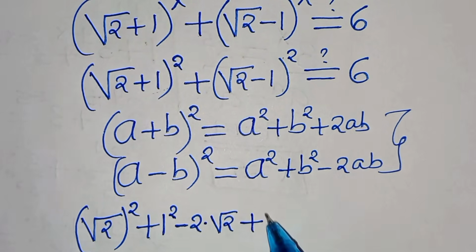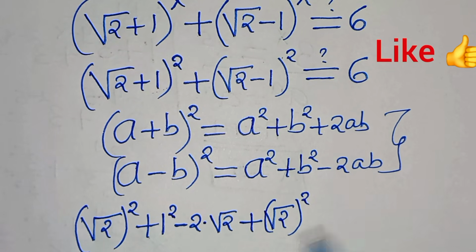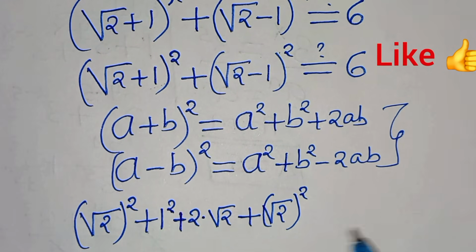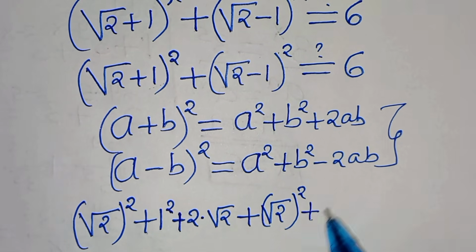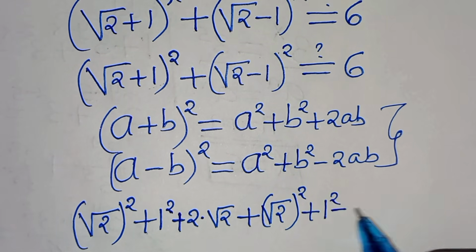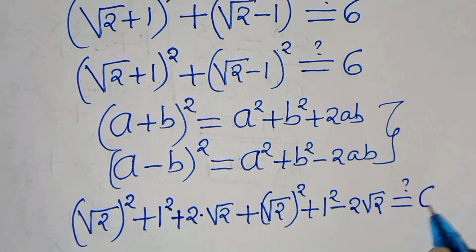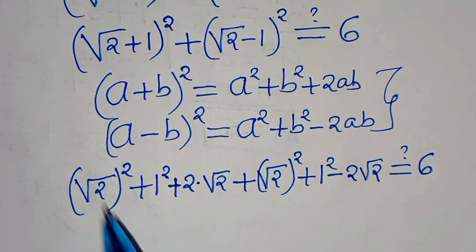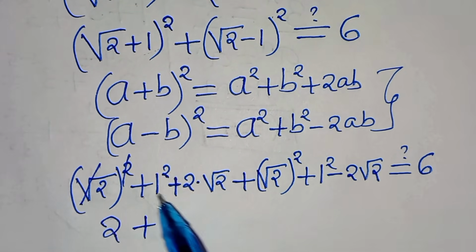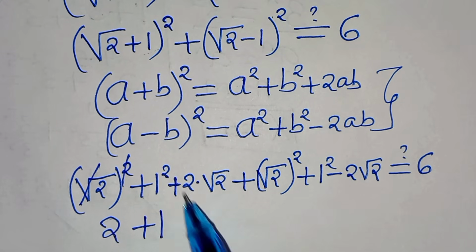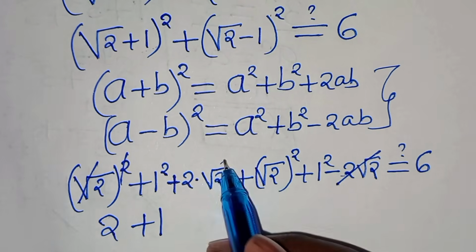Plus, now here we have square root of 2 raised to the power of 2, plus 1 squared, subtract 2 square root of 2. This is supposed to give us a value of 6. Now let's eliminate the square root sign here. So this is 2 plus 1 squared, this is 1, then plus 2 square root of 2 minus 2 square root of 2, this simplifies.